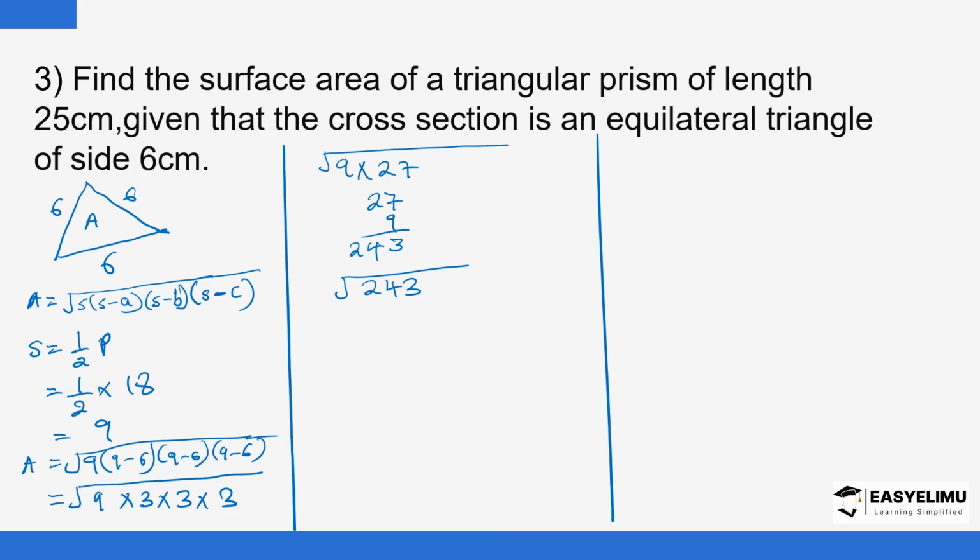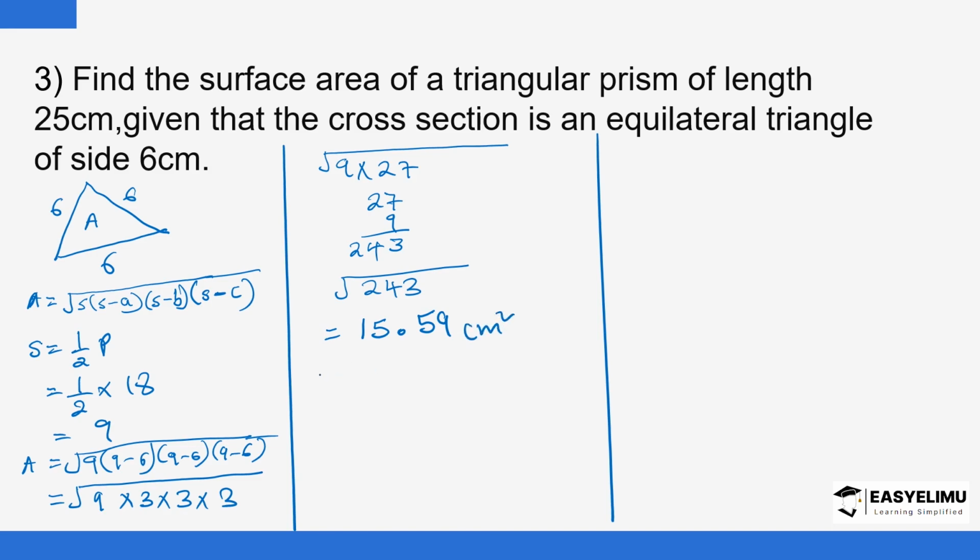So you can use tables to find the square root of 243. We have done that before. So if you use the tables to do that, you'll find 15.59 square centimeters. So that is the area of the cross section.